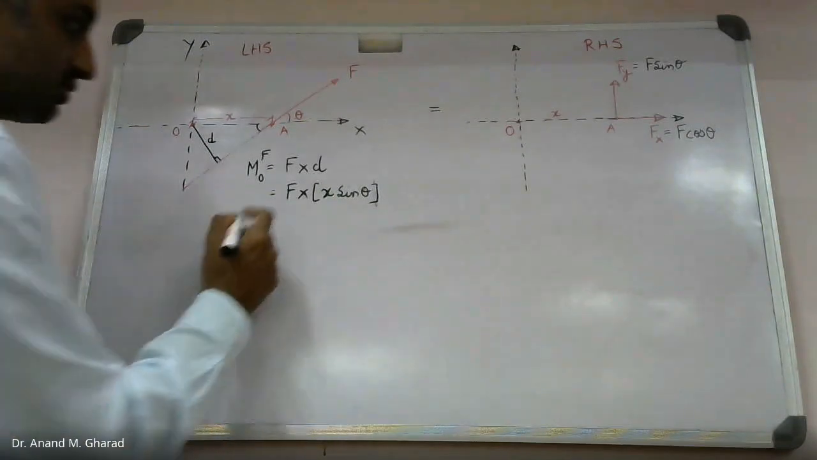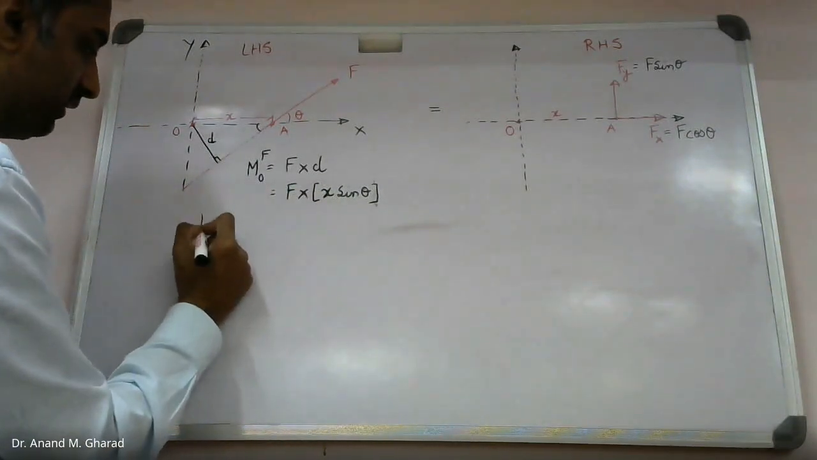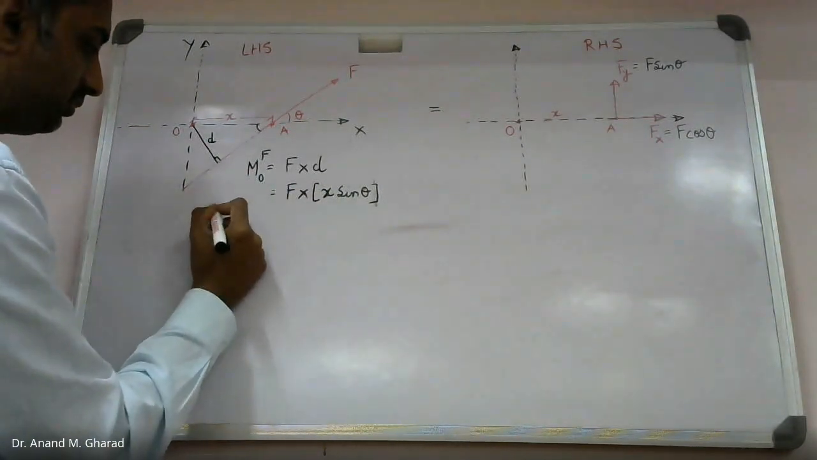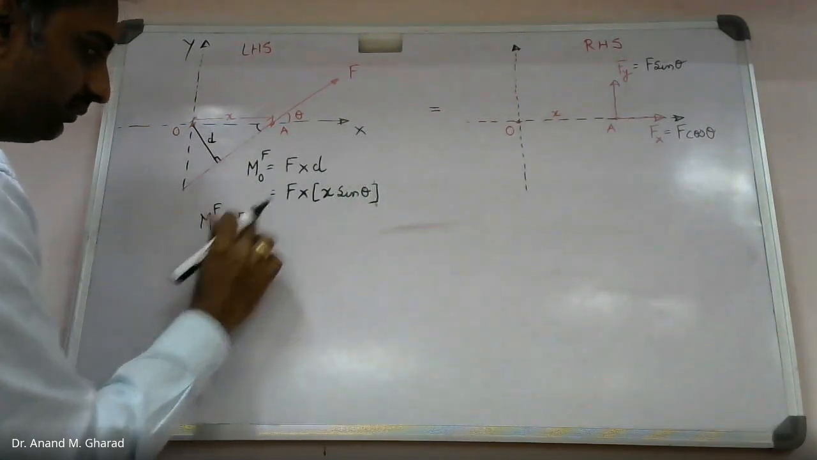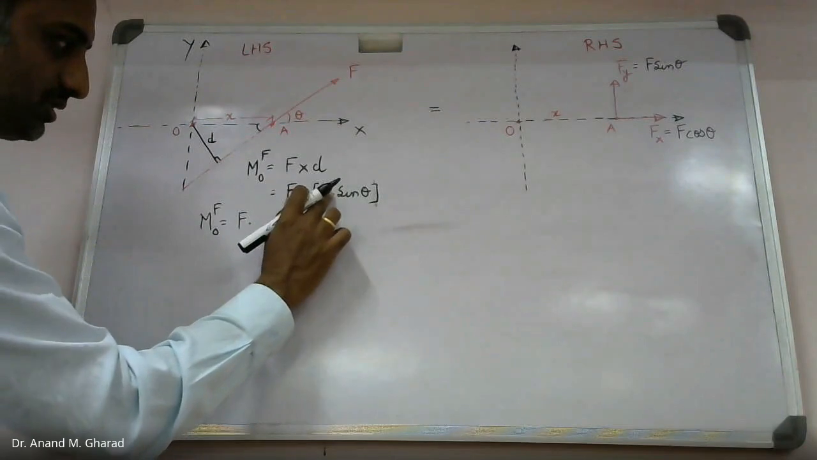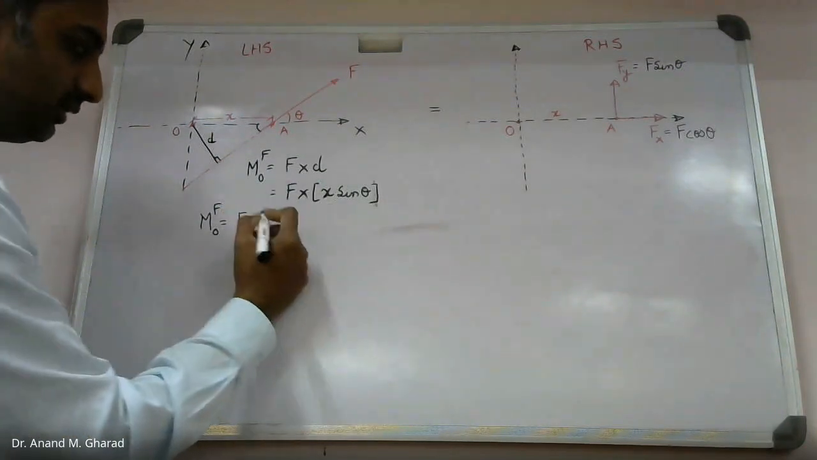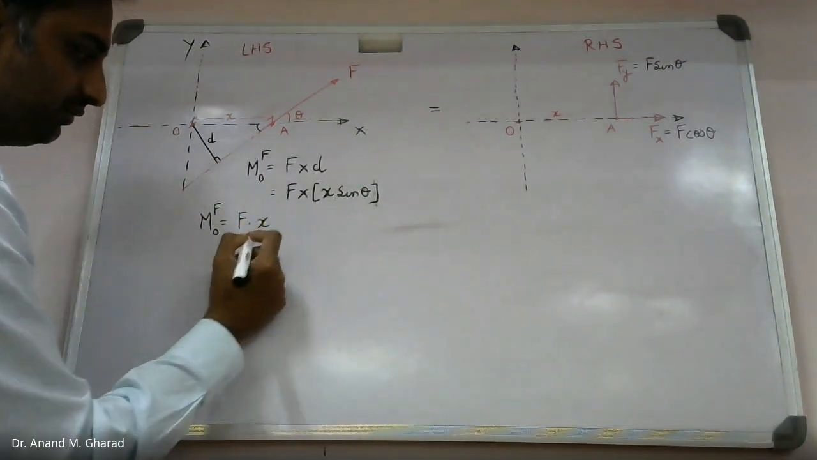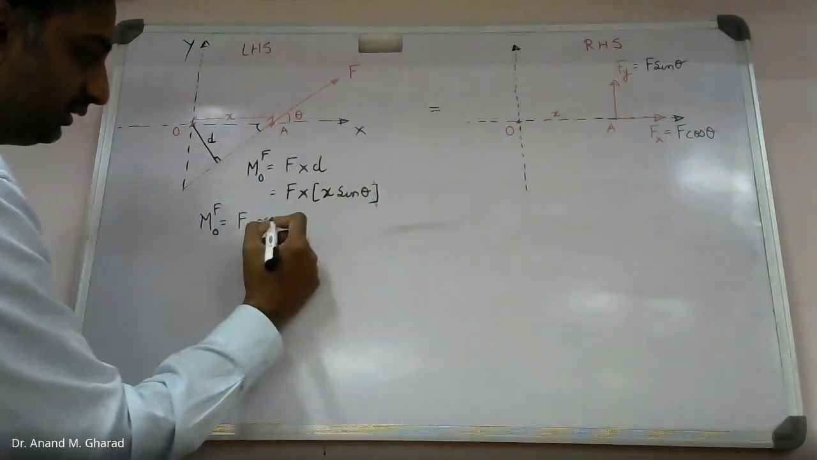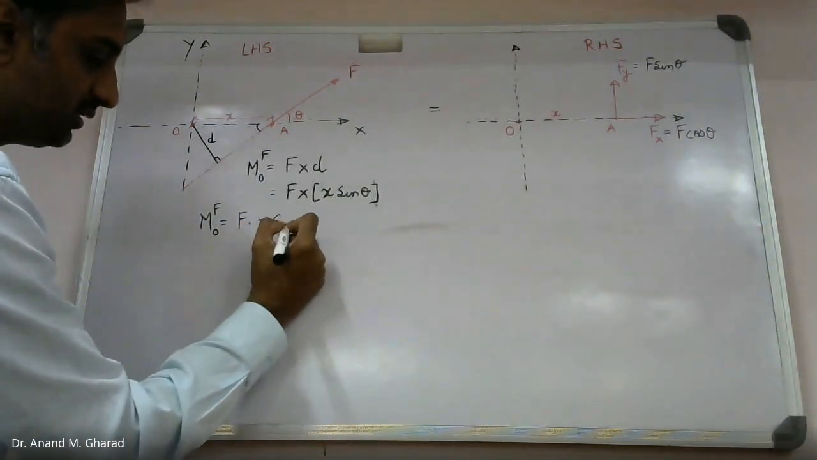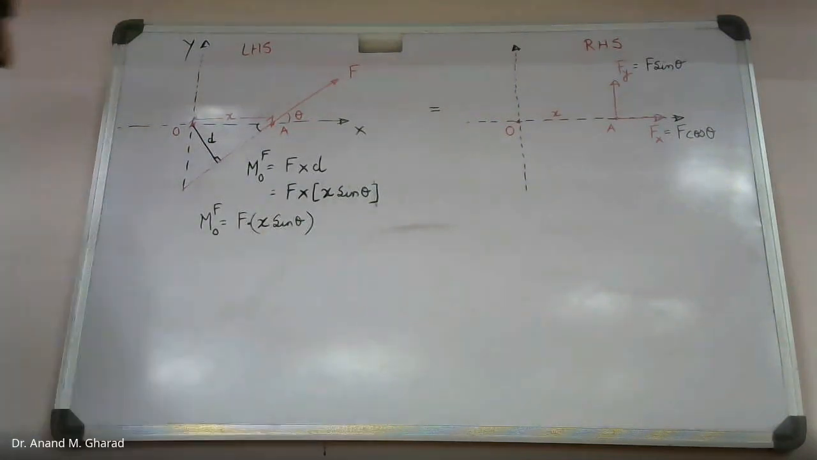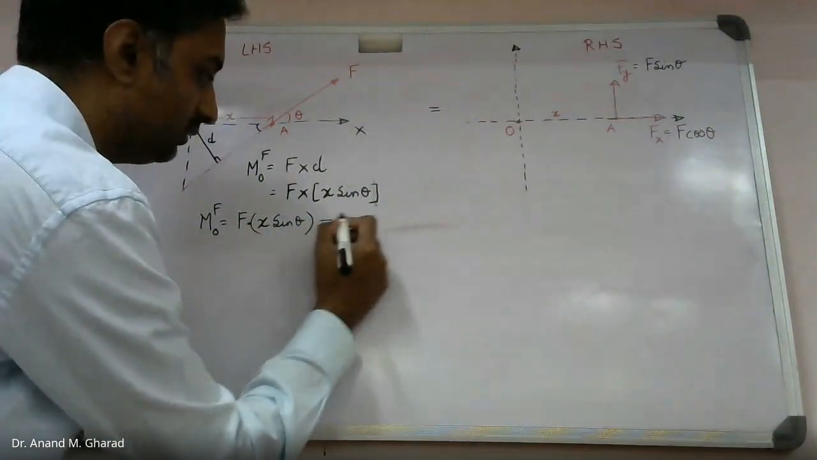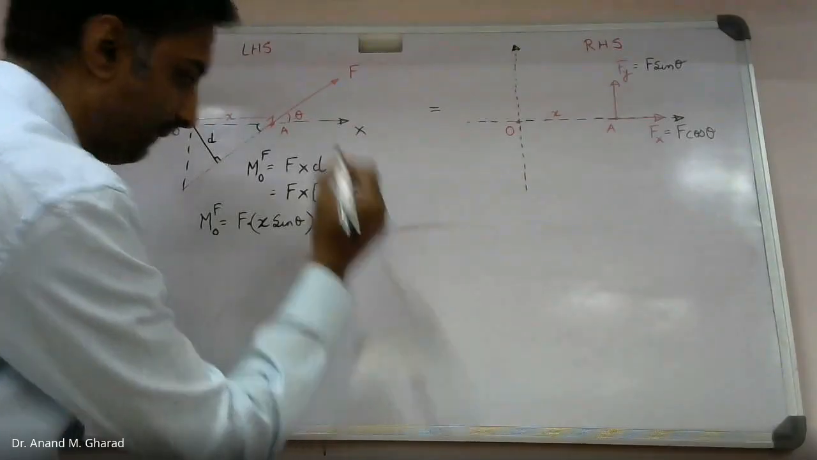Right? So finally, what I can say, moment about O due to F is F into x sin theta, like this. I am not using the cross sign right now because this is x, and you may get confused. Correct? Let me call this equation 1.